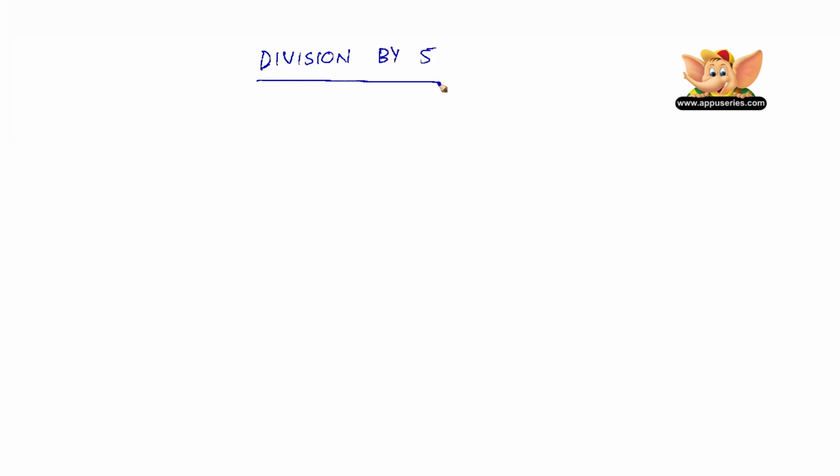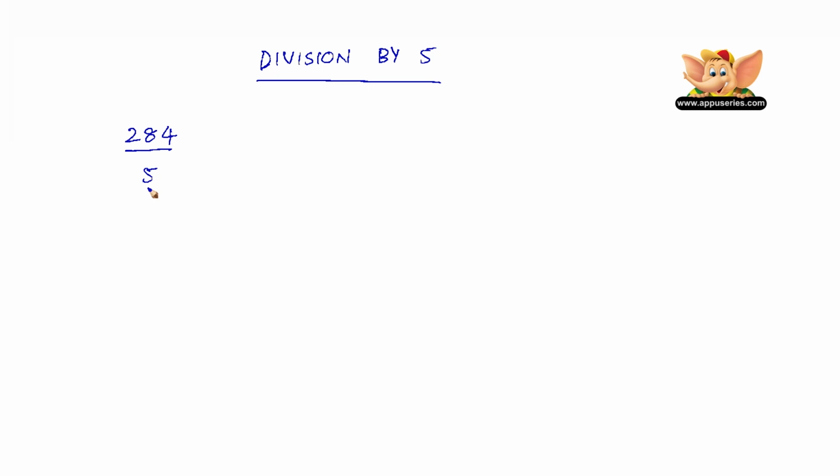Now here let us see how dividing any number by 5 is so simple. So let's give it the heading as division by 5. Dividing any number by 5 is very simple if this method is followed. So all we have to do is, let's take an example. The example will be 284 divided by 5.